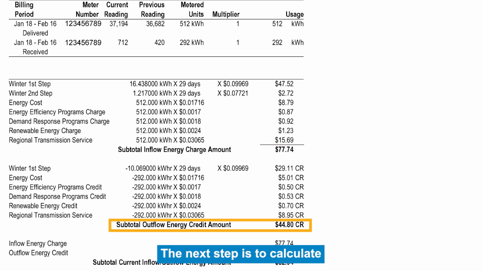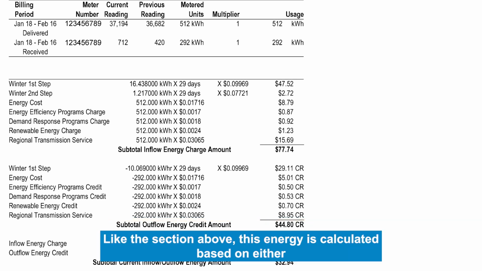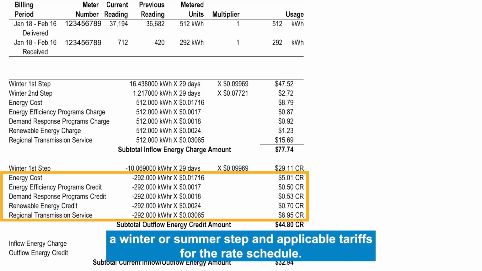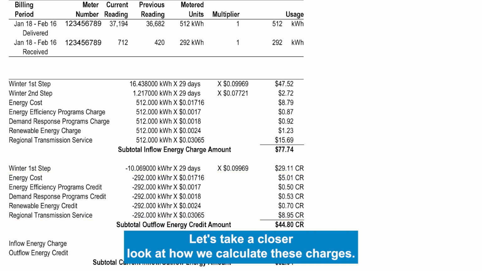The next step is to calculate the subtotal outflow energy credit amount, the total credits of electricity Alliant Energy received as excess from our example customer's solar system. Like the section above, this energy is calculated based on either a winter or summer step and applicable tariffs for the rate schedule. Let's take a closer look at how we calculate these charges.